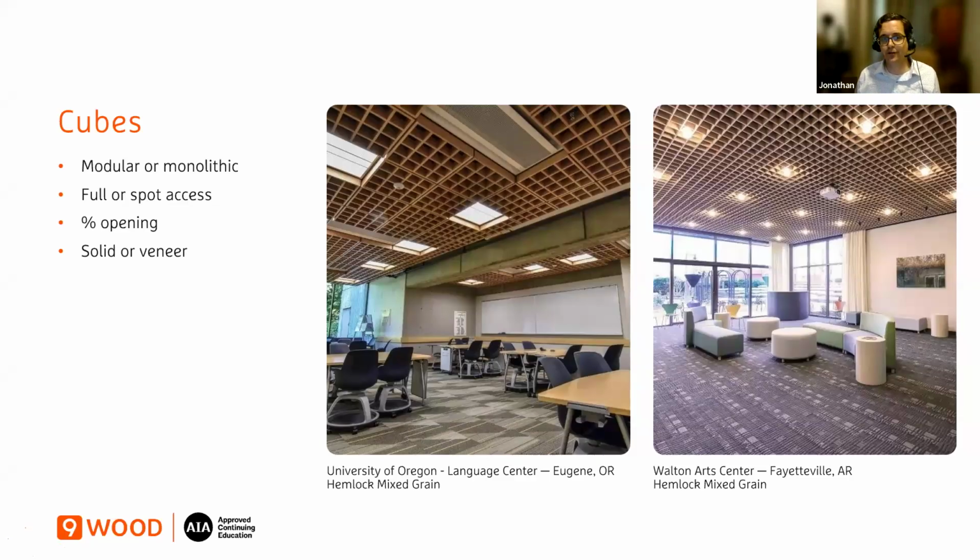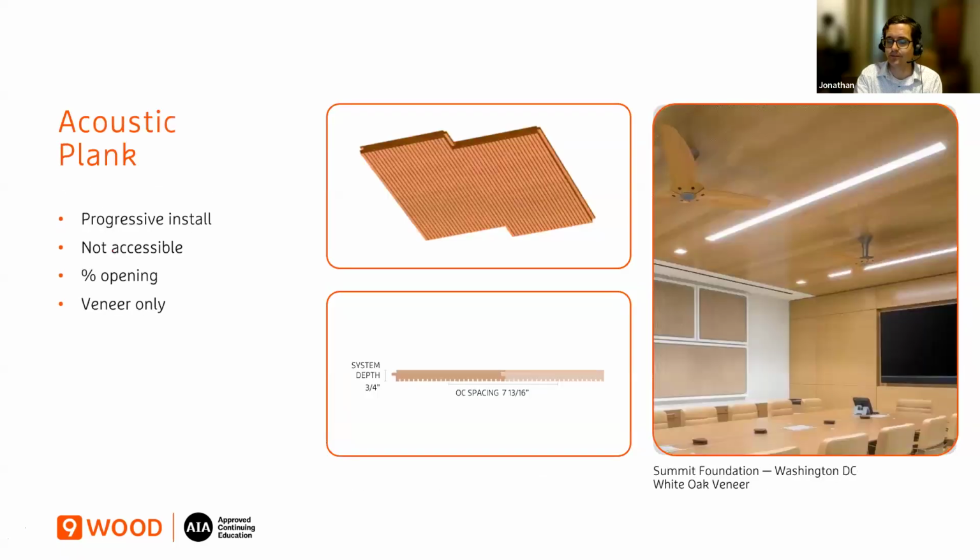And obviously, as you can see in the photos, there's a lot of percent opening. So as long as up above somewhere you have some sound absorbing material, you can get some good sound absorption NRCs. And it's solid or veneer. So it gives you a lot of different choices in terms of color variation, character, and potentially sizes and spacings. A lot of different choices there with the cube.